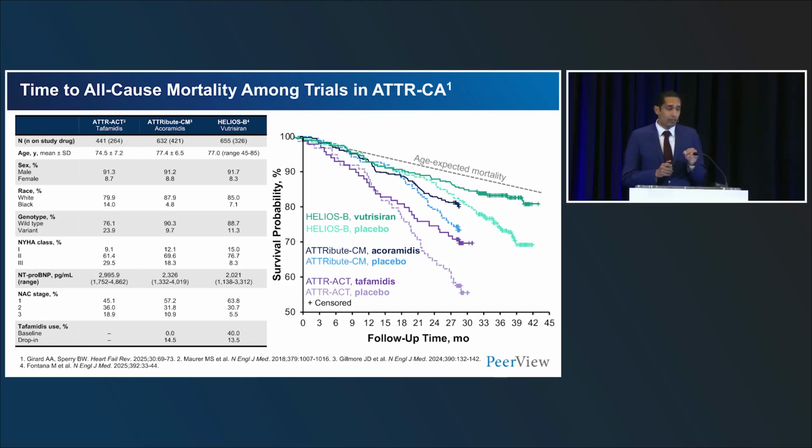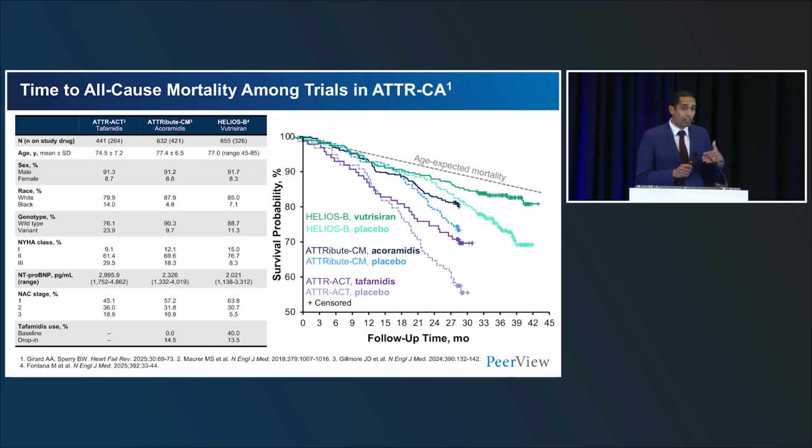What is important to note is that the type of patient who's being enrolled in these trials has continued to change over time. In general, there are healthier patients being enrolled in trials from ATTRACT to ATTRibute to HELIOS. If you look at New York Heart Association class, there's a greater percentage with lower class numbers. In HELIOS, in the later trials versus the earlier trials, there's a lower NT-proBNP as we go further along and a lower NAC stage as well.